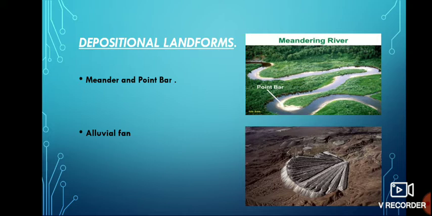Another thing is the alluvial fan. In areas where there is not too much rain and streams are seasonal, during the rain these streams carry loose fine material like silt and clay and coarse materials like sand and gravel from the mountainous areas and deposit them at the foot of mountains in a fan-shaped feature called an alluvial fan. You can see over here a fan-shaped feature that is called an alluvial fan.